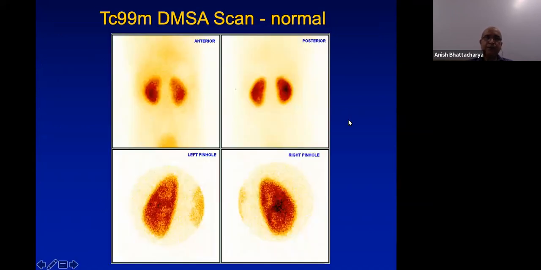So this is what a normal DMSA scan looks like. These are the planar images and these are the pinhole images. This is an attachment to the gamma camera, which gives you beautiful magnified images with exquisite cortical detail.